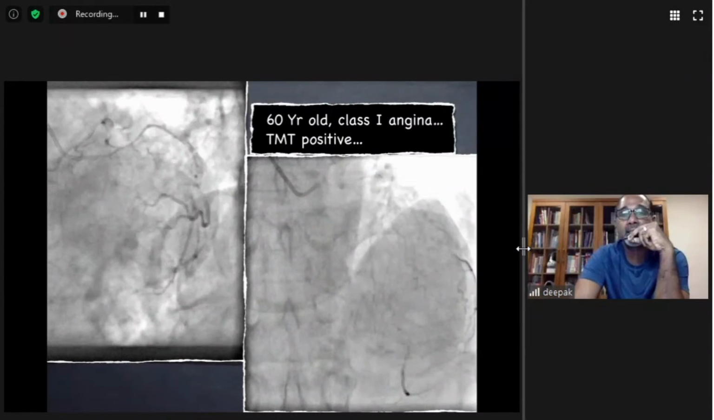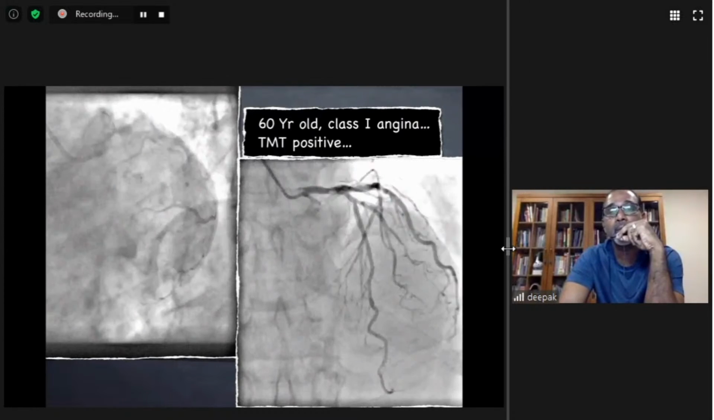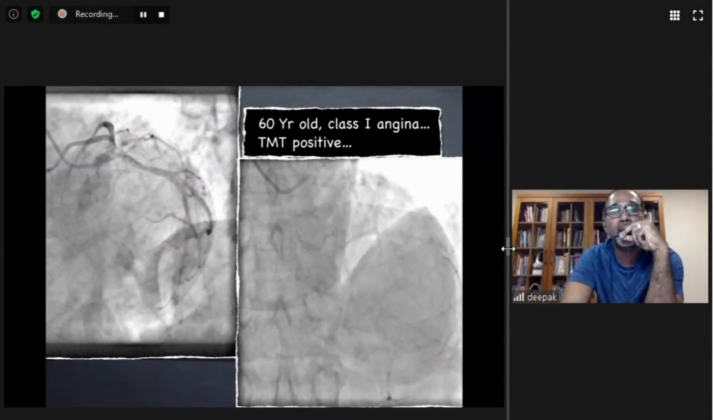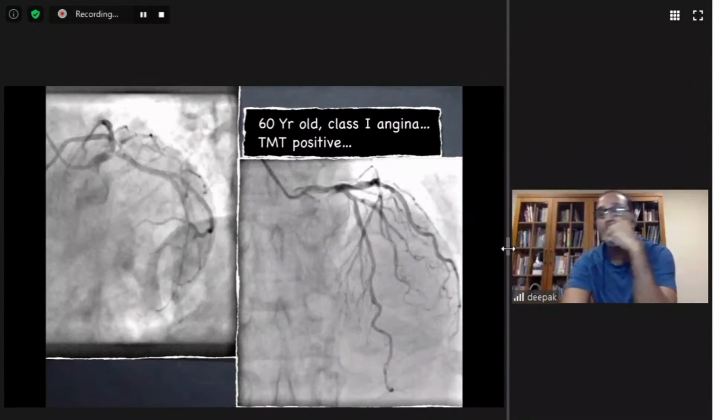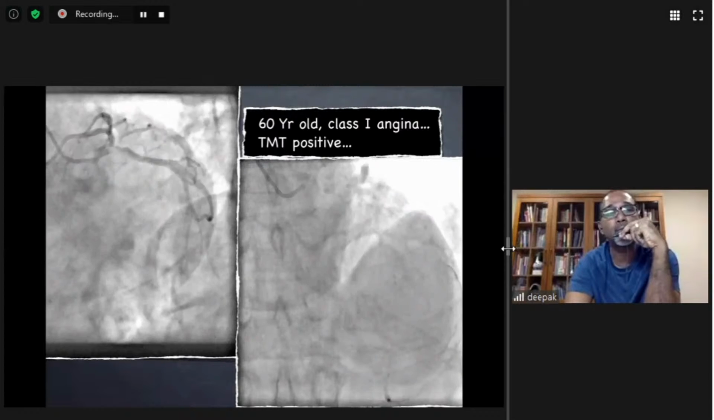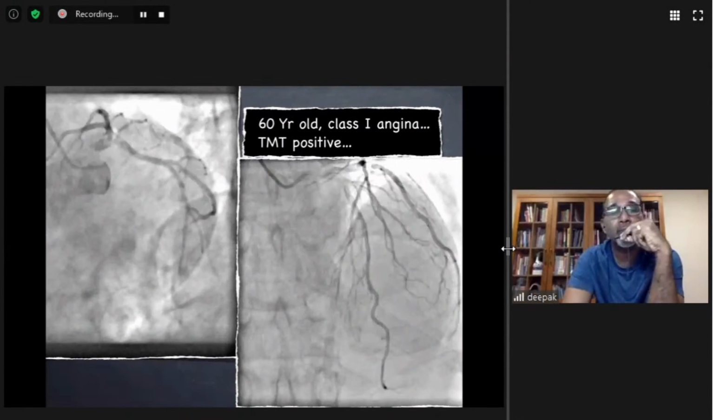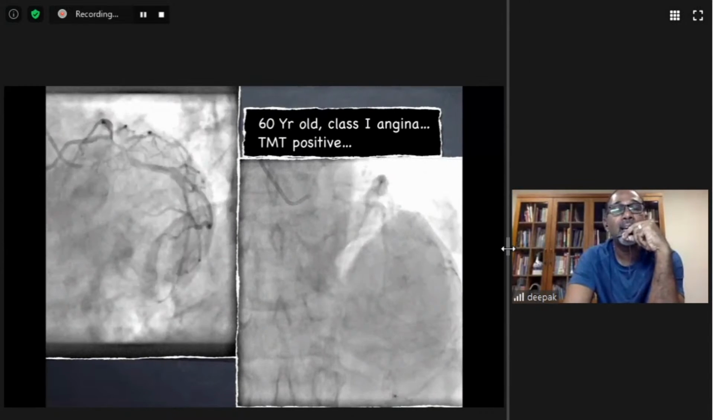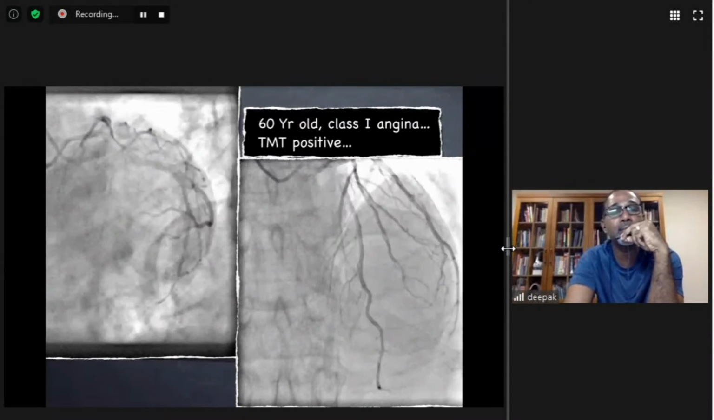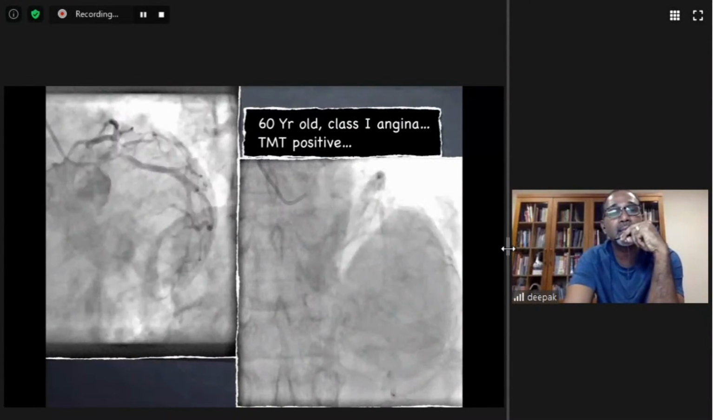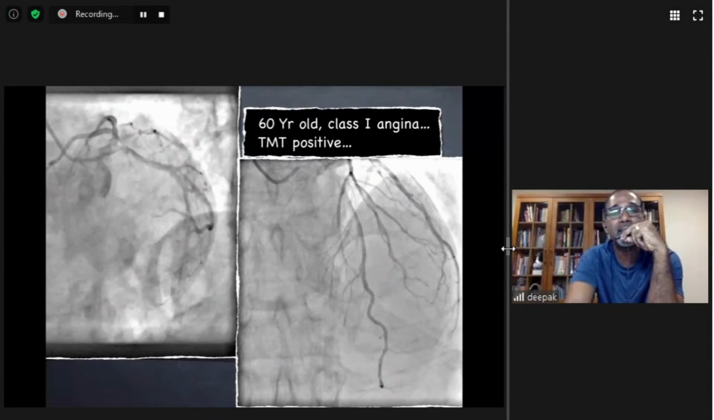This was a 60-year-old gentleman who presented with class 1 effort angina. His treadmill was positive, and so he was taken up for angiographic evaluation. I hope you can see the images. The spider view was the first view that I saw. This particular angio was done by a colleague of mine, a junior one. As soon as I saw the first image, I was horrified. I felt that it was the diagnostic catheter moving in and out of the left main. I thought that it had dissected the distal left main.